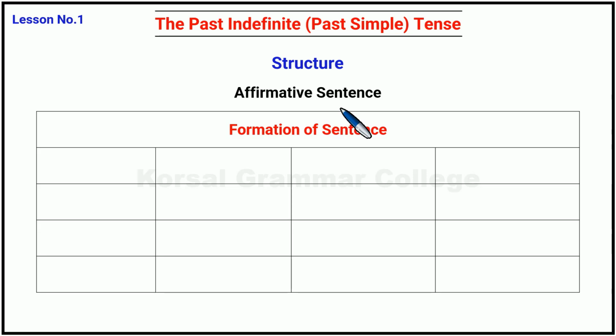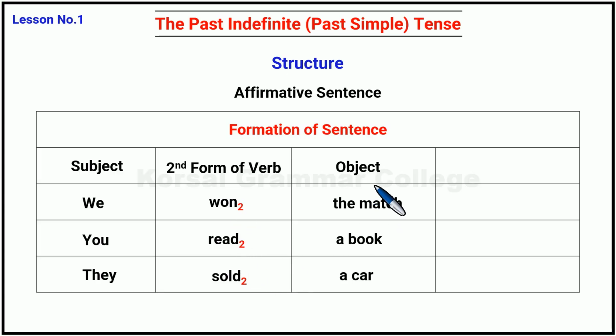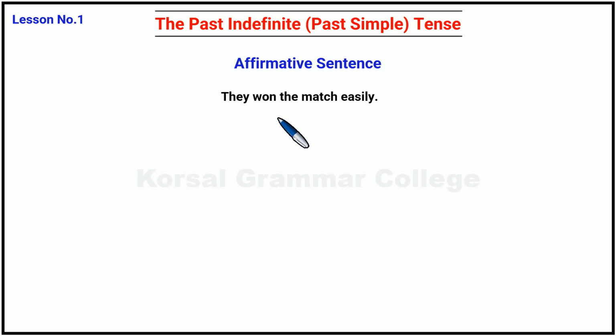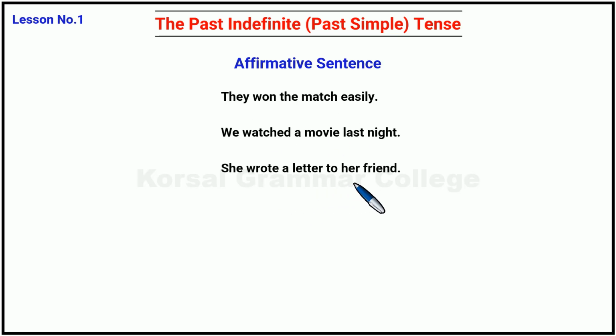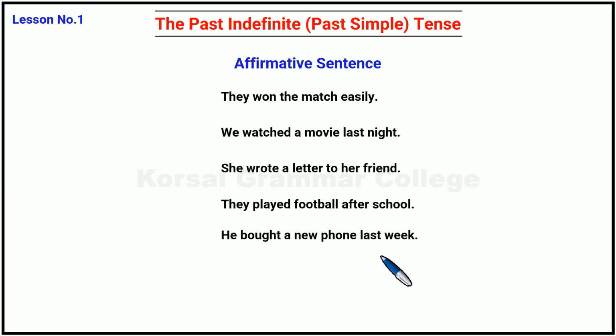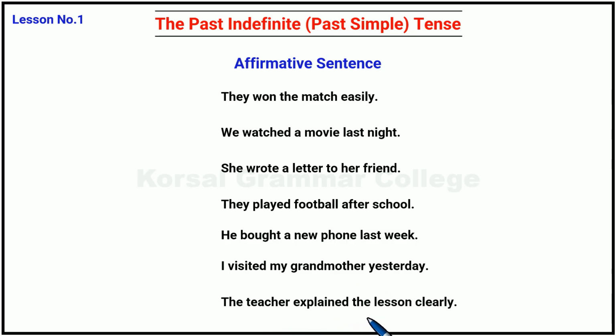The formation of affirmative sentences. To form an affirmative sentence, first put subject, then put second form of verb, then put object, and put full stop at the end. They won the match easily. We watched a movie last night. She wrote a letter to her friend. They played football after school. He bought a new phone last week. I visited my grandmother yesterday. The teacher explained the lesson clearly.